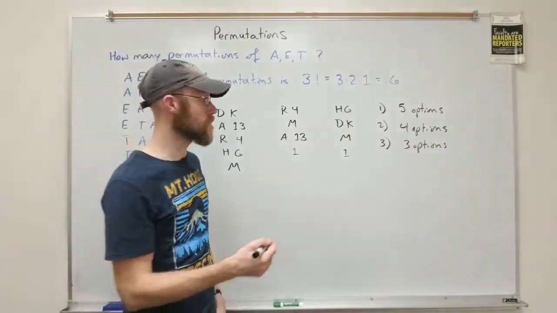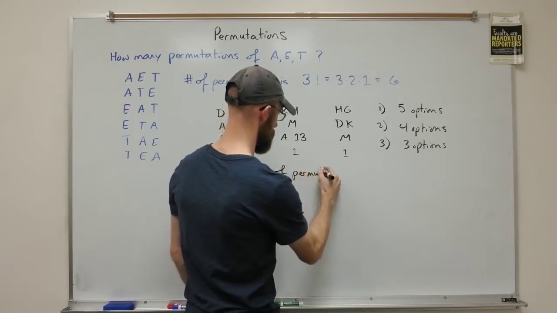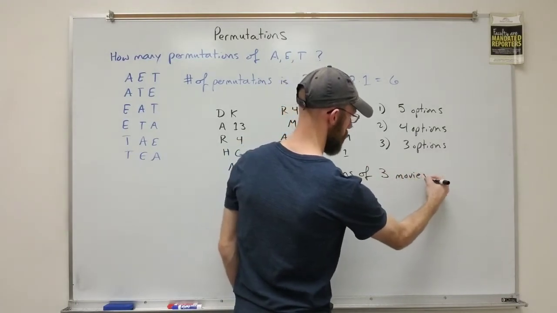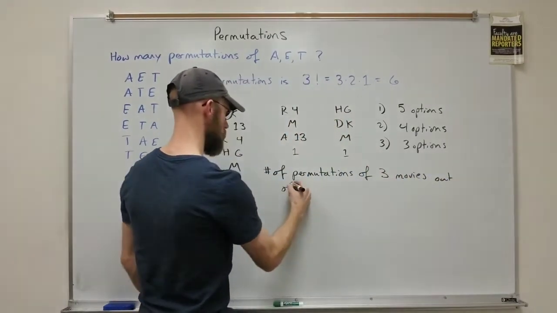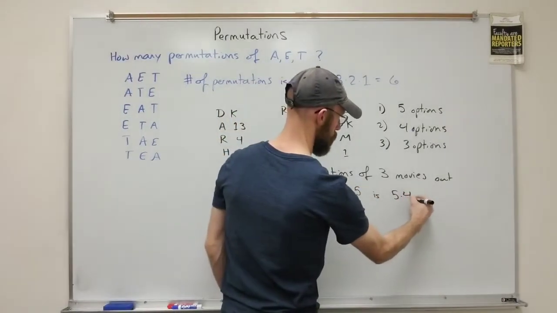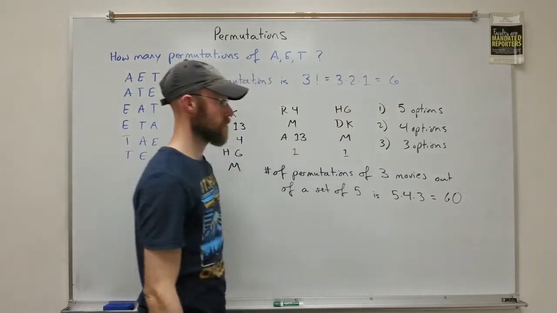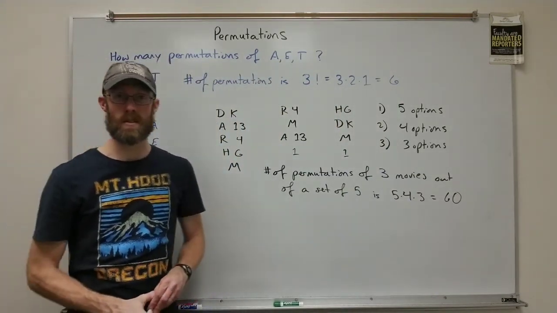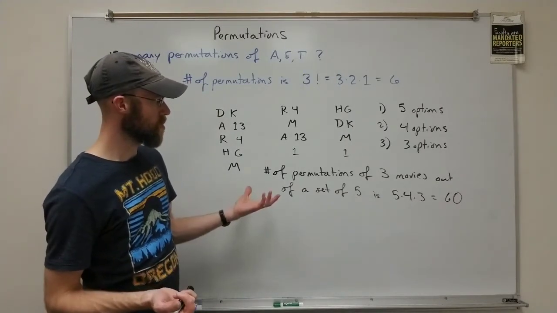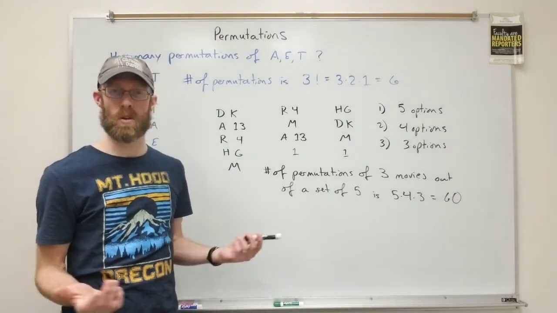So here we go. These 3 choices tell us that the number of permutations of 3 movies out of a set of 5 is 5 times 4 times 3, which is 20 times 3, which is 60. Okay, that's the number of permutations that you could get. You could get 60 different combinations of 3 out of those 5. So the question is, where did the other factors go? The 2 and the 1 that were also in there from the factorial, where did they go?